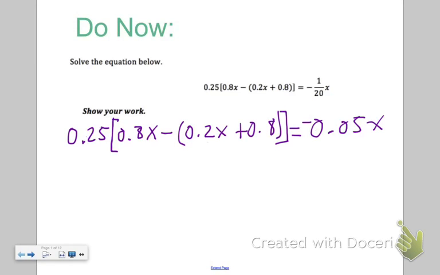Looking at the left-hand side of our equation, we know that we have to somehow eliminate these brackets and the parentheses. So we're going to start by working from the inside out. Notice that we have a negative in front of the parentheses here, which means we have a negative 1. And we are going to multiply each term on the inside of the parentheses by negative 1 in order to eliminate them.